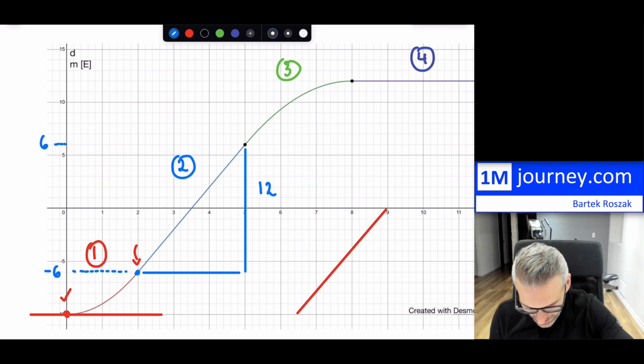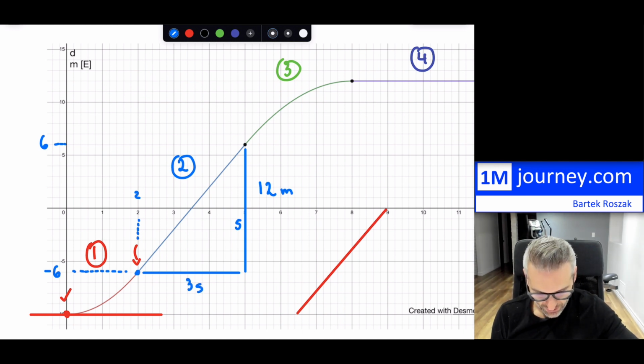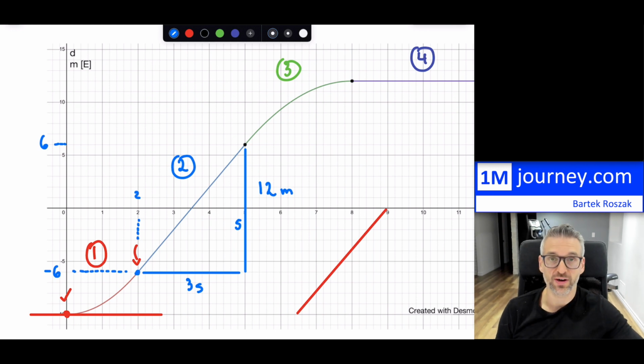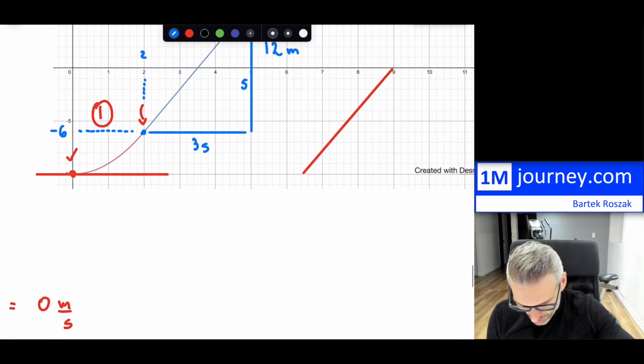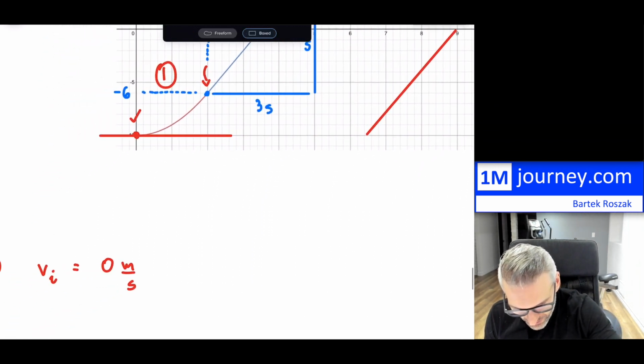And then the run, so this is in time. So it goes from here. Notice between 5 seconds and 2 seconds, this is 3 seconds. So this is 12 meters and 3 seconds. That's not very difficult to calculate for us. So the slope, which is rise over run, 12 divided by 3, is simply 4 meters per second. So this is what we have thus far.